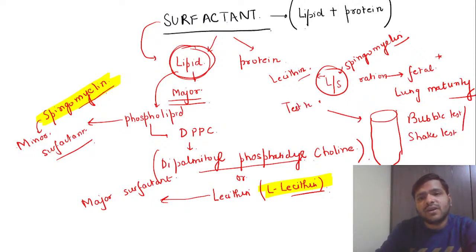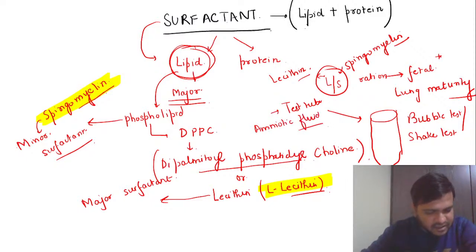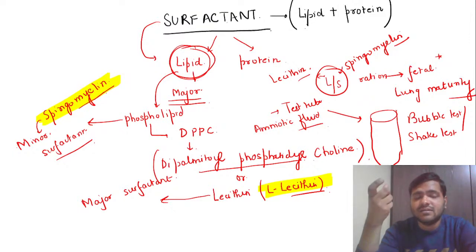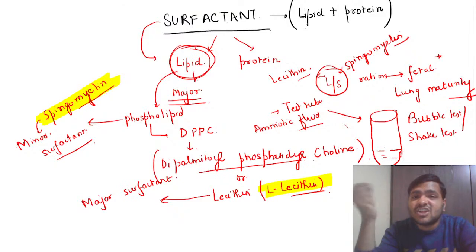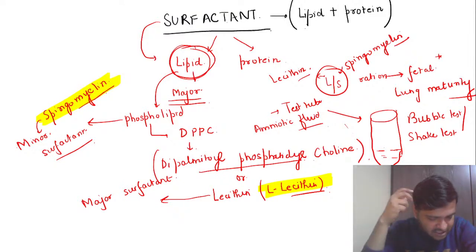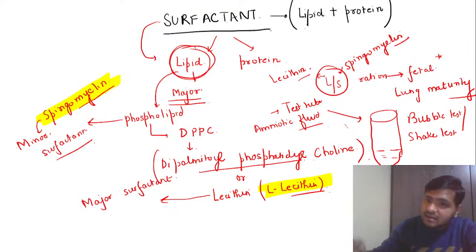Now, in this test tube, what I will do, I will take the amniotic fluid of that pregnant woman. Everyone knows about the amniotic fluid, guys, right? Just tell me yes or no. With the help of a syringe and needle, I will take a small amount of amniotic fluid and put it inside the test tube. Now I will start shaking this test tube, and lipids on shaking will form bubbles.